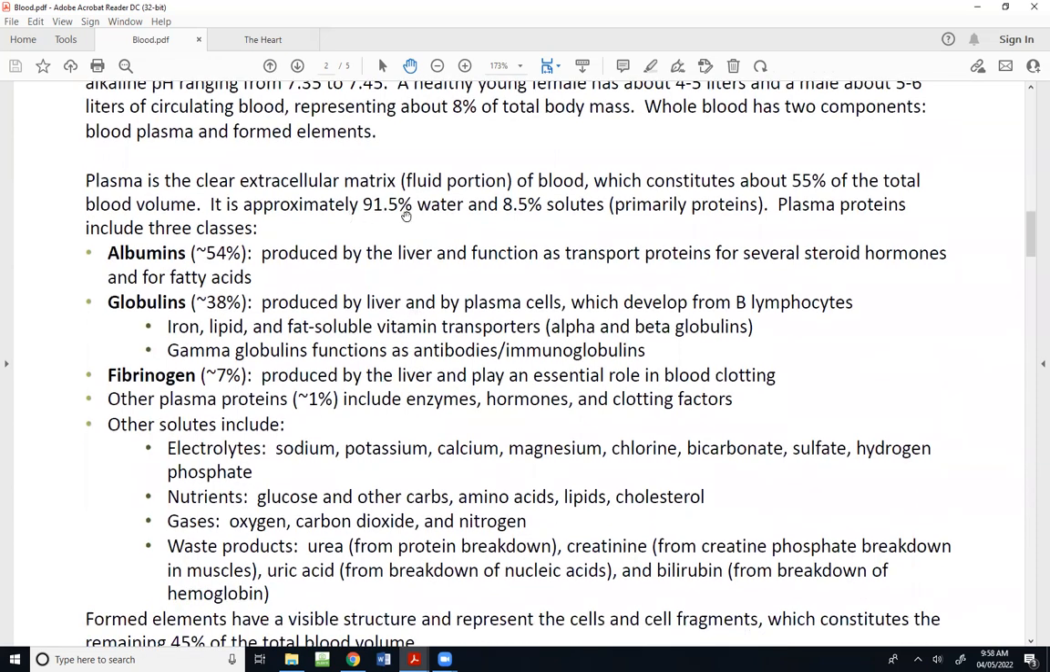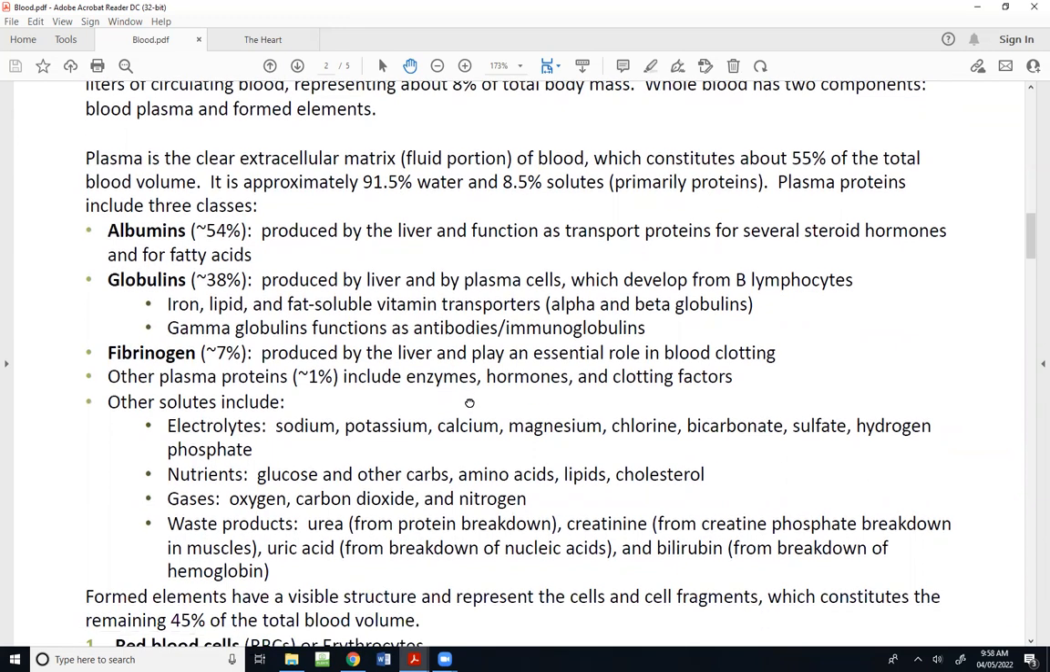And most of that, just like any fluid in the body, is water. About 91.5% of your plasma is water. So just about half of your blood you can think of as water. Then you have about 8.5% of things dissolved in it, which are primarily proteins.